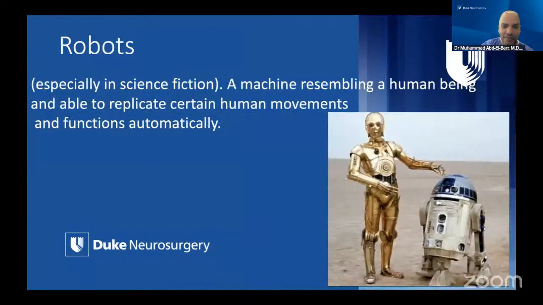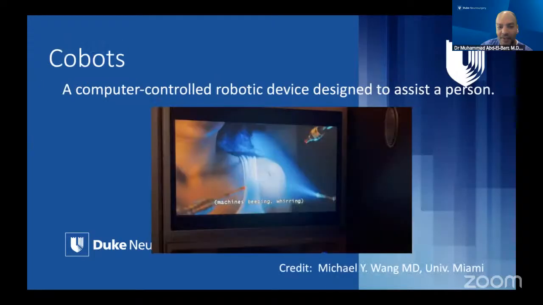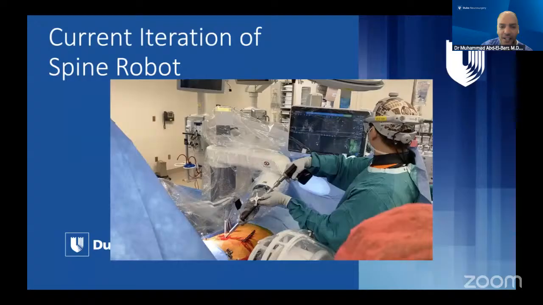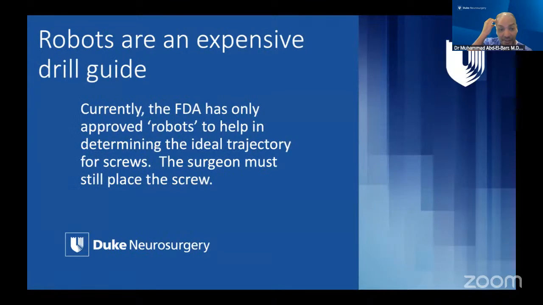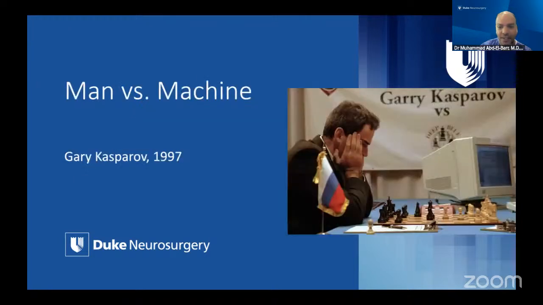Now we'll switch gears a little bit and talk about robotics. A lot to cover today. If we look at robotics, robots should be kind of human-like, but right now we basically have what are called cobots, which is a computer-controlled robotic device designed to help a person. Our current manifestation of the spine robot is basically just an expensive drill guide. And right now, the FDA in America has only approved robots to help determine the screws, and you still might have to place the screws yourself.